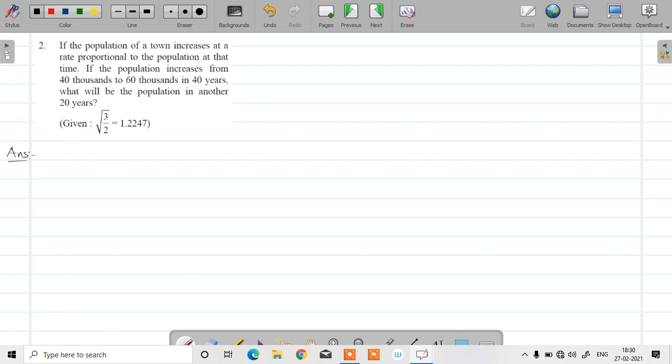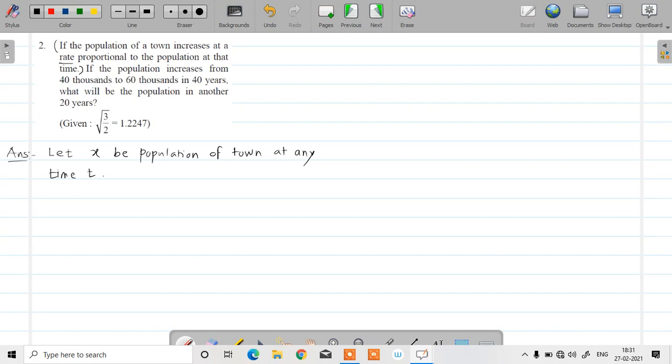Now first of all, see this first statement: if the population of a town increases at a rate, meaning derivative, proportional to the population at that time. So to get the differential equation from this statement, we will consider that let x be the population of a town at any time t. So first of all we will consider this.